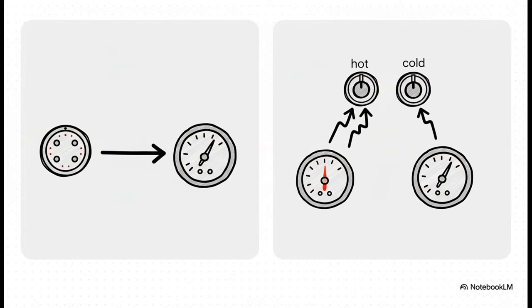But most big industrial processes, they're MIMO systems, multiple input, multiple output. And you've probably experienced this. Think of a cranky old shower. You turn up the hot water knob, and sure, the temperature changes, but the water pressure drops too. Every knob seems to affect every gauge.